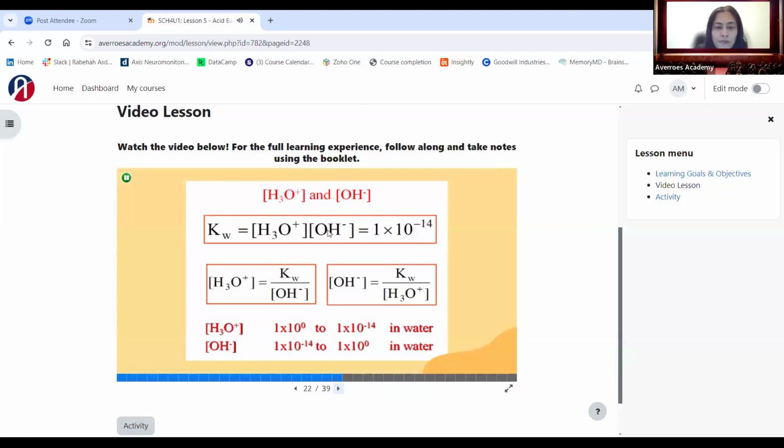And we can use the ion product constant for water, Kw, to calculate either the hydrogen ion concentration or the hydroxide ion concentration in an aqueous solution of a strong or weak acid or base at standard atmospheric temperature and pressure, if the other concentration is known, right? So since our Kw is equal to the concentration of H3O plus times the concentration of OH minus, we can then rearrange our formulas to get that the concentration of H3O plus is equal to the Kw over the concentration of OH minus, and vice versa for the concentration of OH minus.